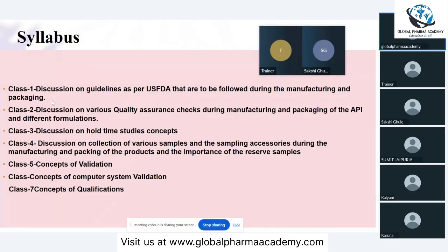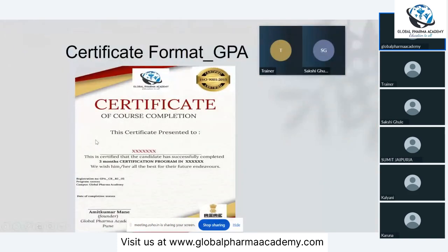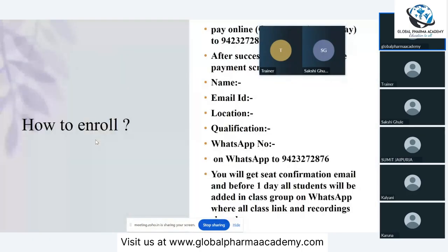Session 5 is all about the concept of validation. Session 6 is the concept of computer system validation. Session 7, concepts of qualification. Then we move to the next. Here, this is the certification we will provide at the end of the course. And this is the enrollment process. So basically we will share it in the group itself.